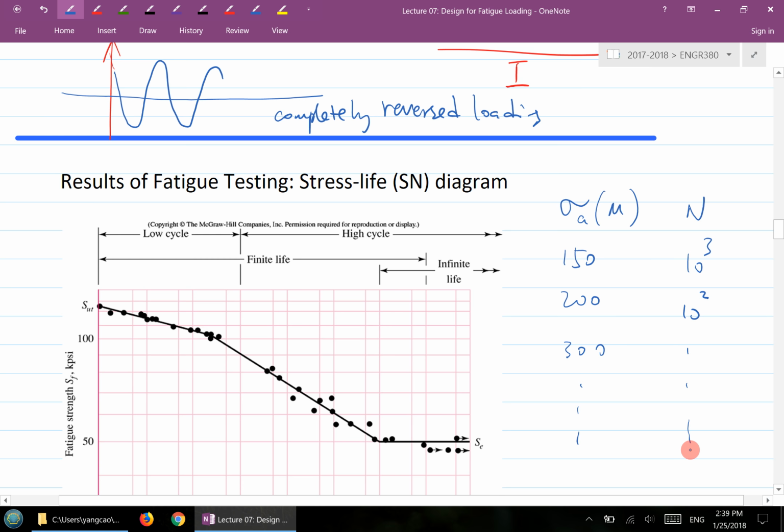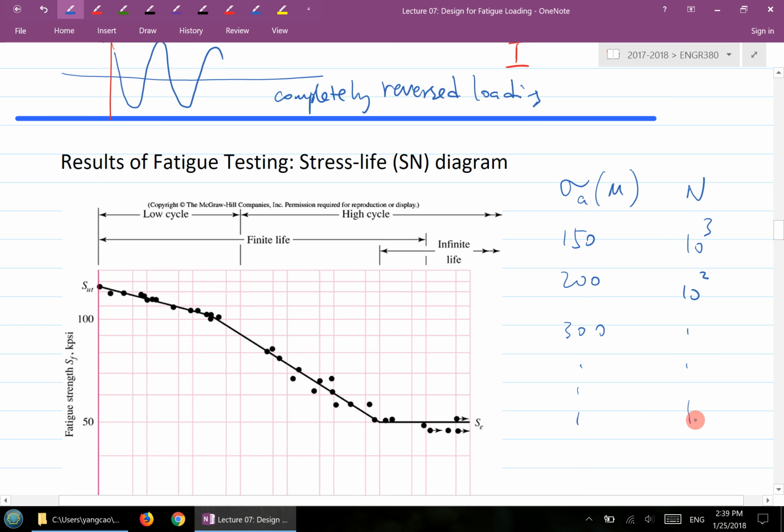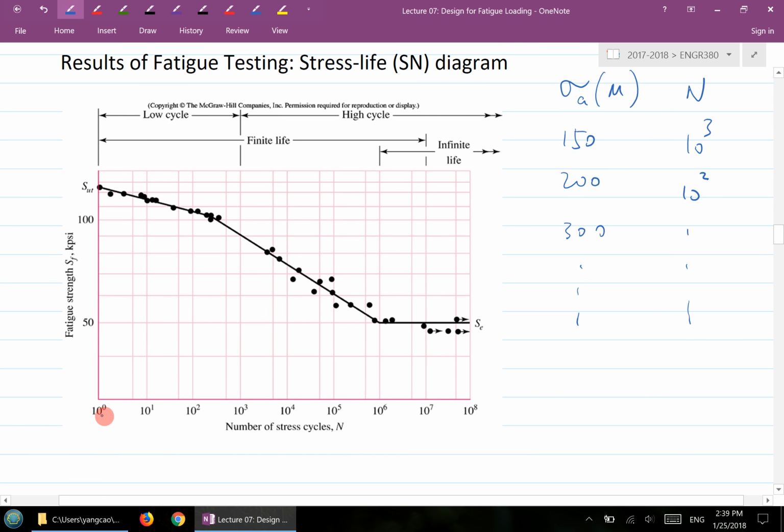If you do multiple experiments, you'll be able to collect the data between the amplitude of the stress and the number of cycles until it fails. You put this data together. Horizontally, you plot the number of cycles to failure, and vertically, you plot the amplitude of stress. For complete reverse cycle, you'll be able to sketch out the so-called stress life diagram, the S-N diagram.